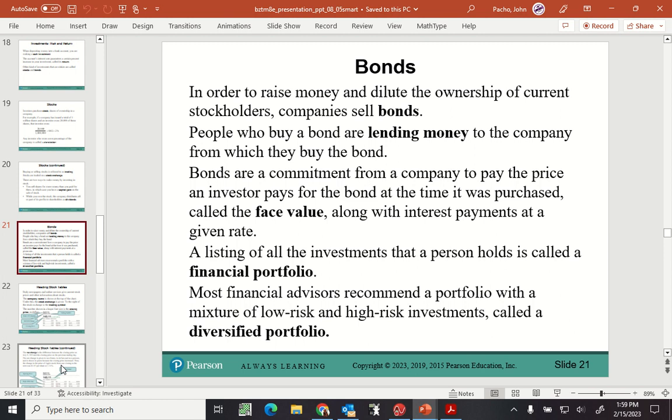All right, next one. Bonds are a commitment for a company to pay the price an investor pays for the bond at the time it was purchased, called face value, along with interest payments at the given rate. A listing of all investments that a person holds is called a financial portfolio. We're going to do a portfolio in this class, which is going to consist of the different finances. We're going to do taxes next week.